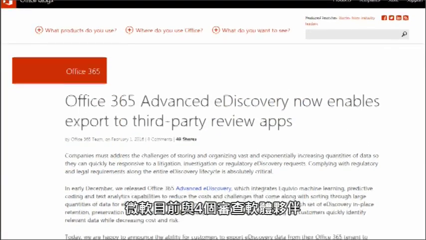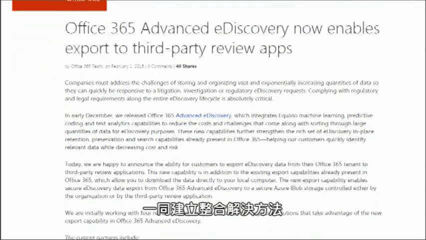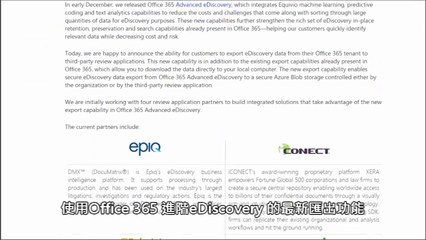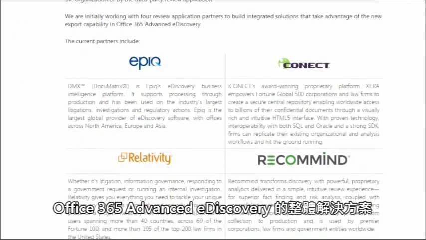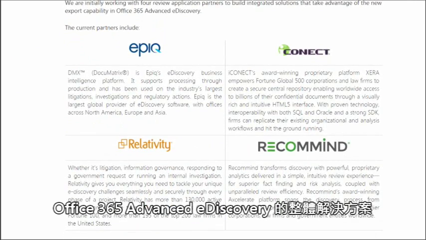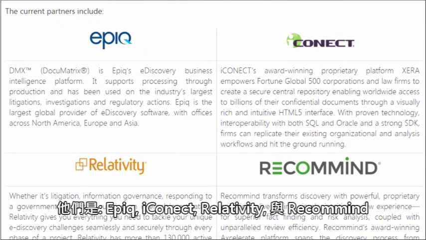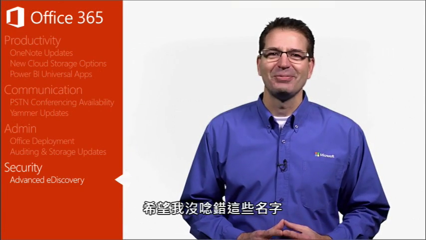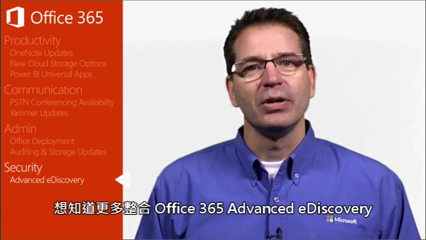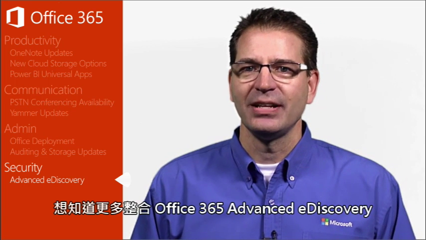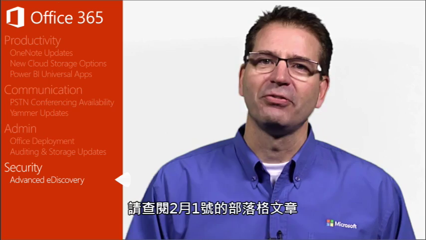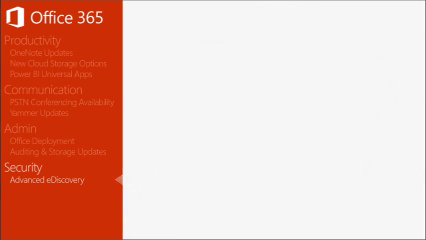Microsoft is initially working with 4 review application partners to build integrated solutions that take advantage of the new export capability in Office 365 Advanced eDiscovery. They are Epic, Connect, Relativity, and Recommind. I hope I pronounced those names right. To learn more about integrating Office 365 Advanced eDiscovery with these third-party review applications, consult the February 1st blog post.